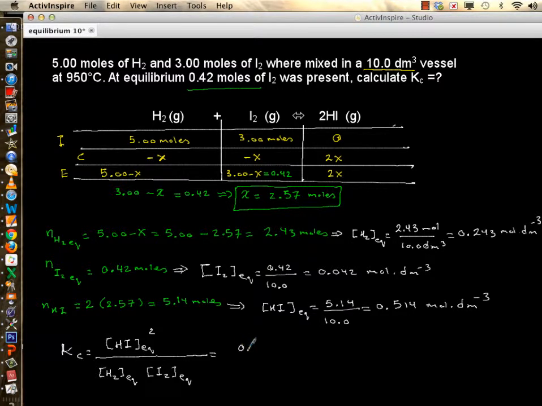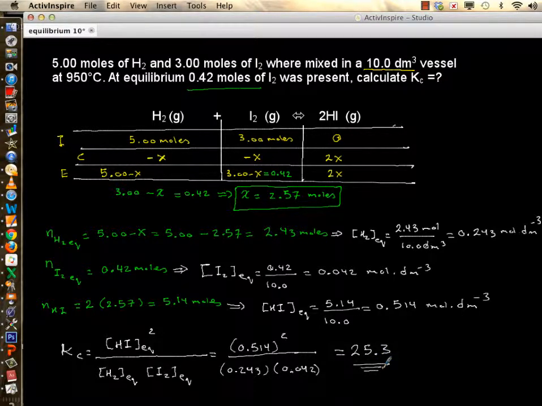So 0.514 squared divided by hydrogen, which is 0.243, multiplied by iodine, which is 0.042. And the final answer is 25.3. That's your equilibrium constant.